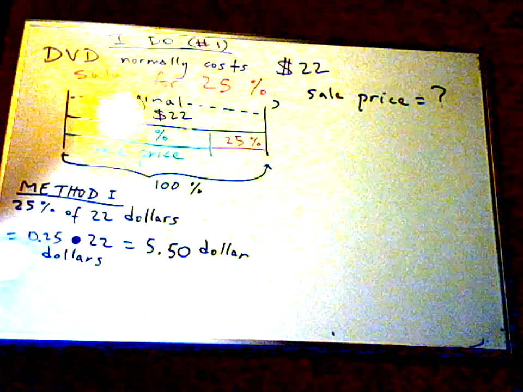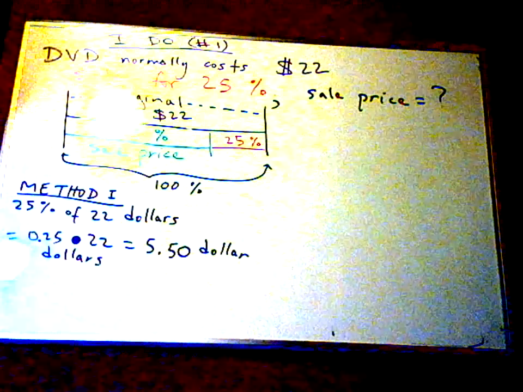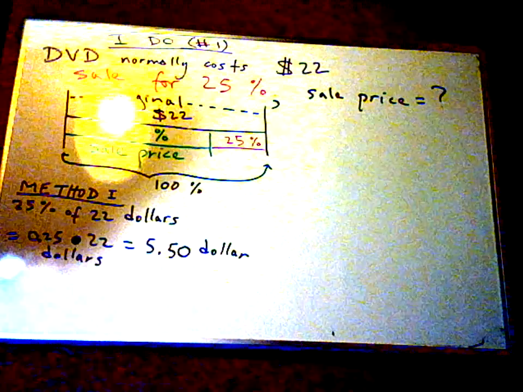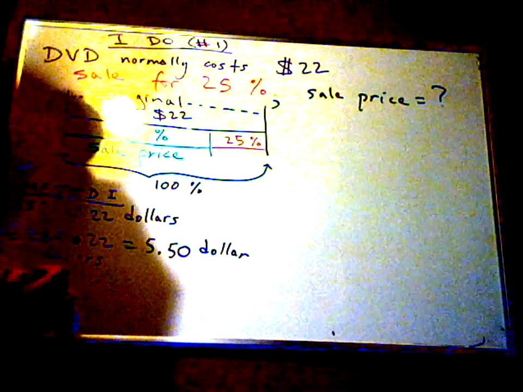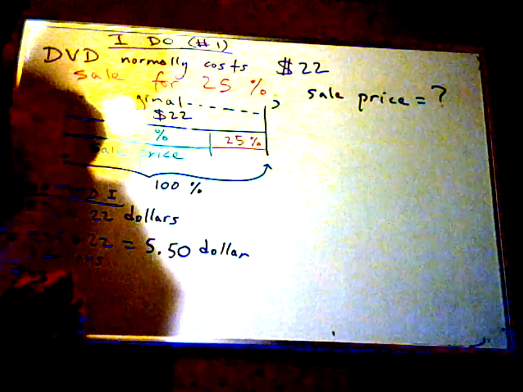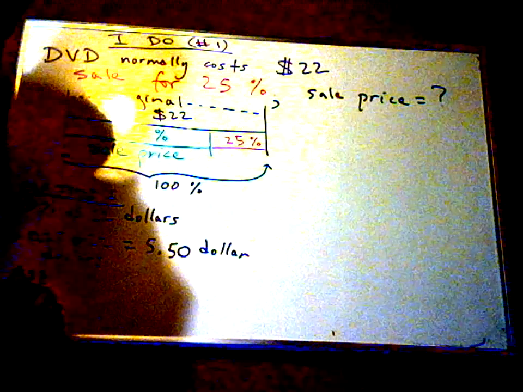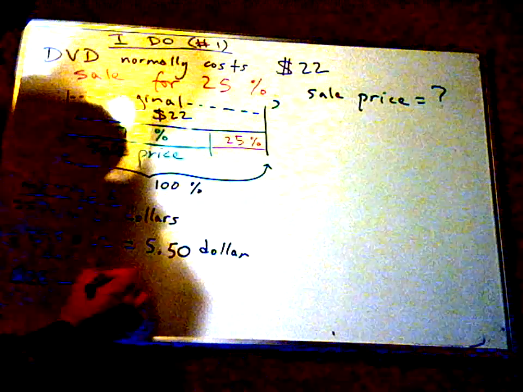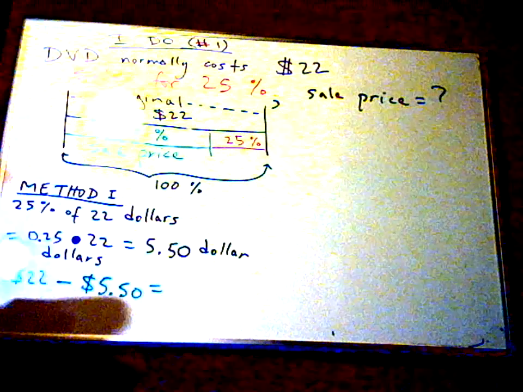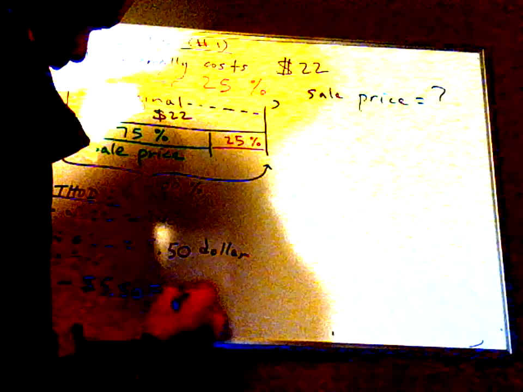And now, what do you do in order to solve? Now that you have the $5.50, you actually take $22 minus the $5.50, and so your sale price would be $16.50.